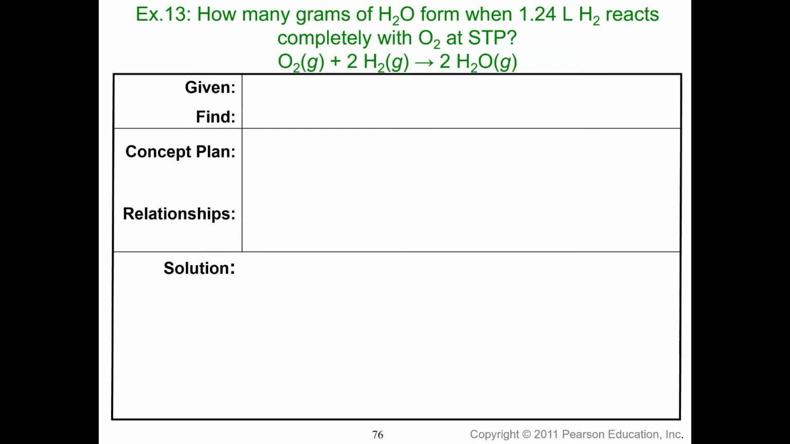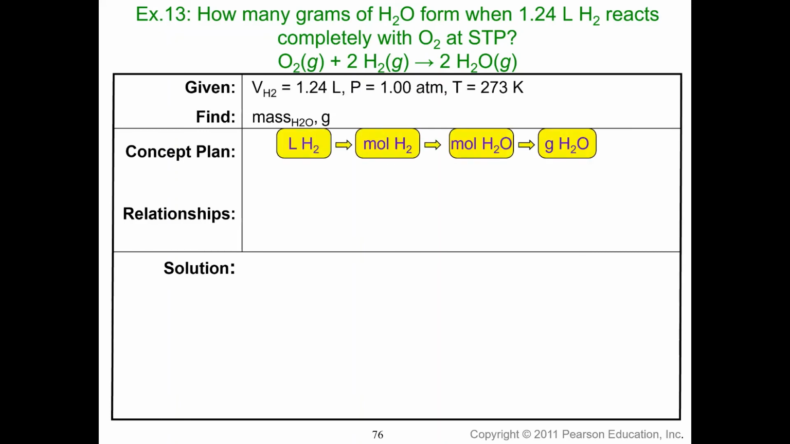Let's look at another problem. How many grams of water form when so many liters of hydrogen react completely with oxygen at STP? So you see nothing else is given here, but the liters of hydrogen. Why is that? Because it tells you at STP, and STP means standard temperature and pressure. Temperature is 0 Celsius, and the pressure is 1 atmosphere. Yes. All right.